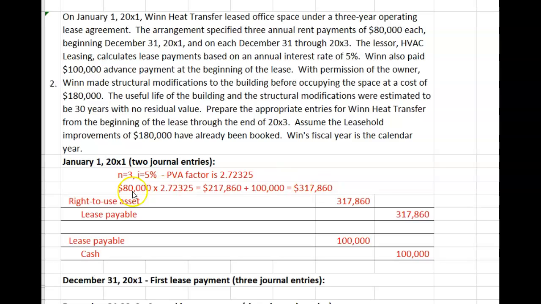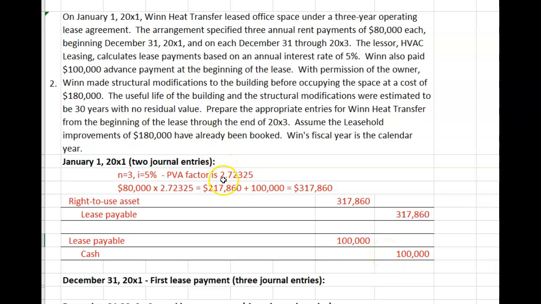$317,860. Debit right of use asset, $317,860, and credit lease payable, $317,860. And then on that very same day, debit the lease payable for the $100,000 that was paid at the beginning of the lease, and credit cash $100,000. That is so logical. It's really fun.